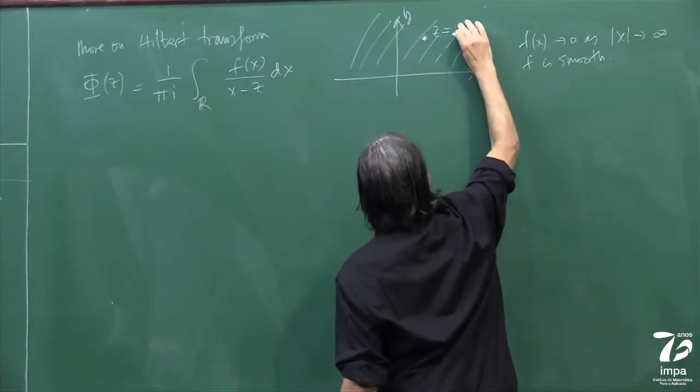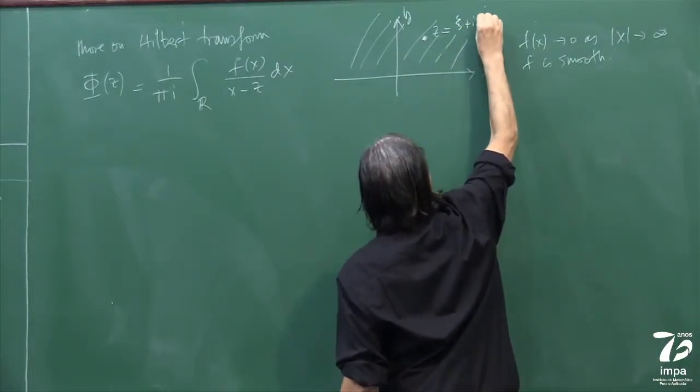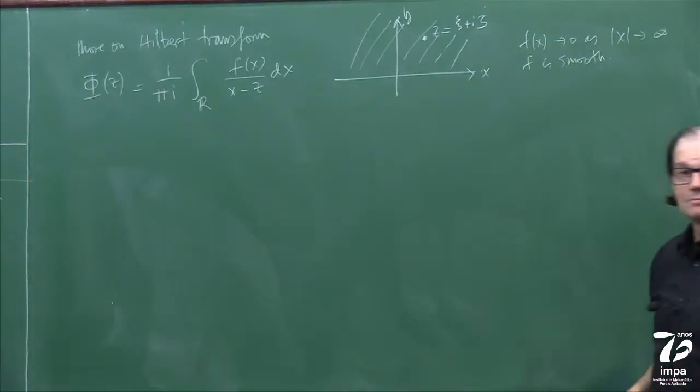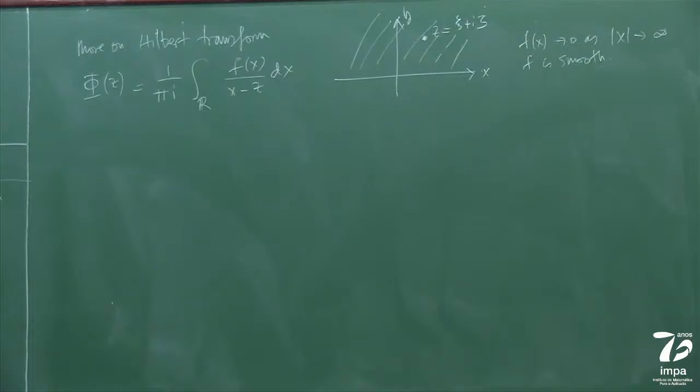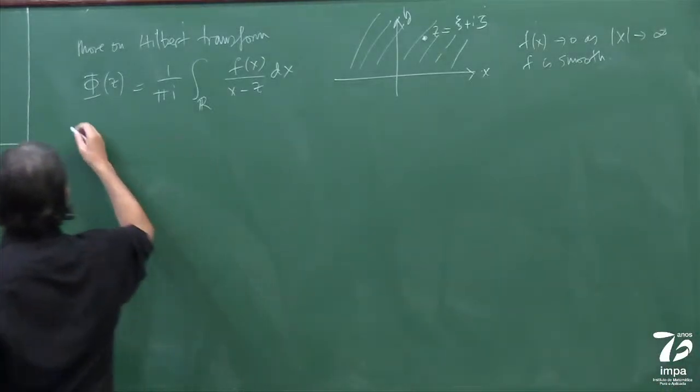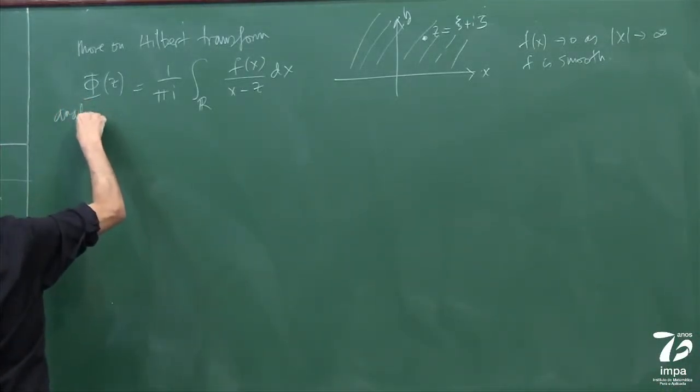Z equals xi plus i zeta, okay? So this is not a singular integral because x does not see z, right? Z is up. Suppose that things are smooth and f decays, like 1 over x squared, so that if you want to differentiate inside, you can. Let's not worry about that. Now, as a function of z, this is analytic.